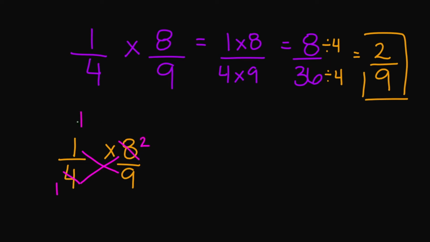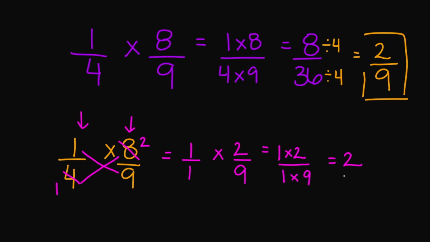So your fraction over here is going to look like 1 over 1 times your fraction over here is going to look like 2 over 9. 1 times 2, we're going to multiply across, is going to give us 2. In your denominator, 1 times 9, this is going to give us 9. So your final answer as well here, if you do cross canceling, is going to still give you the same answer.